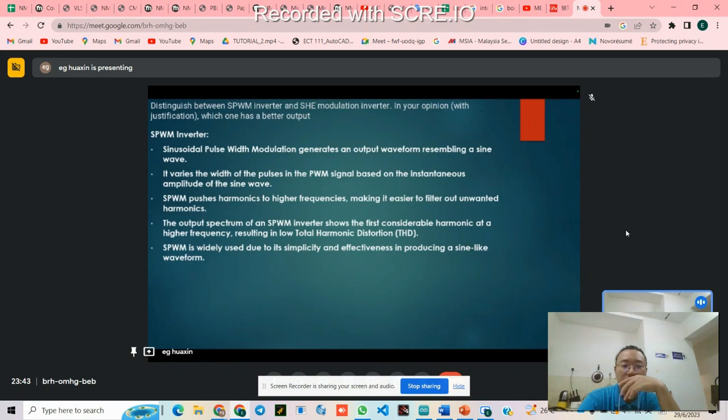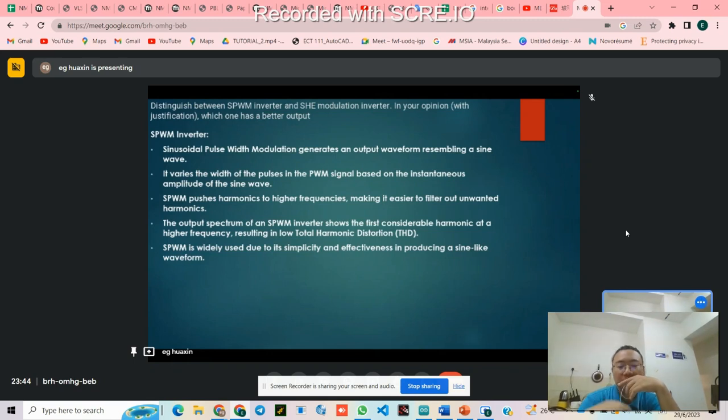SPWM is a technique used to generate an output waveform that closely resembles a sine wave. It can be achieved by varying the width of the pulses in the PWM signal according to the amplitude of a sine wave. The SPWM technique pushes the harmonics to a higher frequency, making it easier to filter out the unwanted harmonics. So the output voltage and current spectrum of an SPWM inverter show that the first significant harmonic is at a high frequency, and it is a technique that is widely used and well established due to its simplicity and efficiency in producing a sine wave.